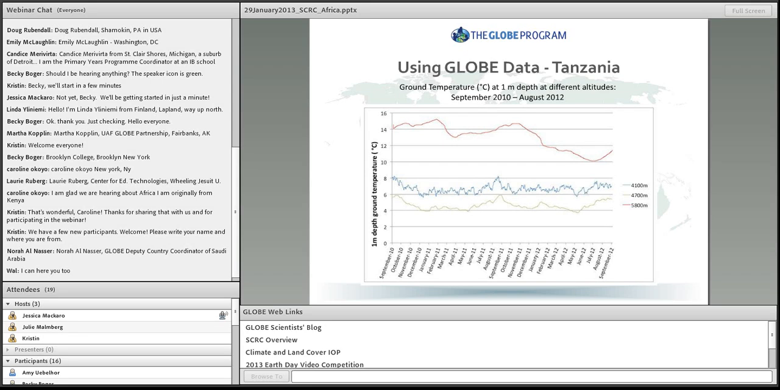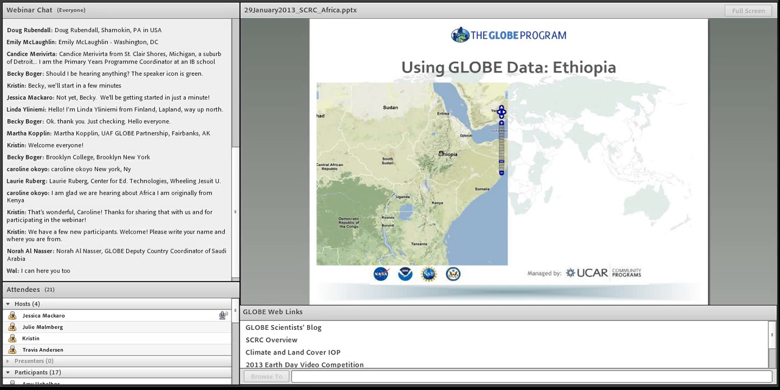So for the final example that I want to talk about today, since it's January, the Climate and Land Cover Intensive Observing Period is going on, and I thought I would look to see, well, have any of the schools in this region participated? Well, as I chose the land cover data entry, so if you're on the visualization system, you can choose what protocol you're going to visualize. So I just chose land cover.